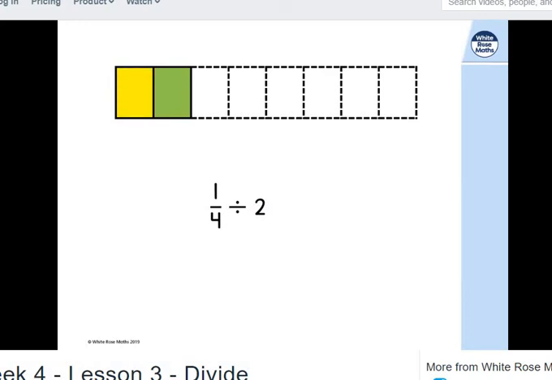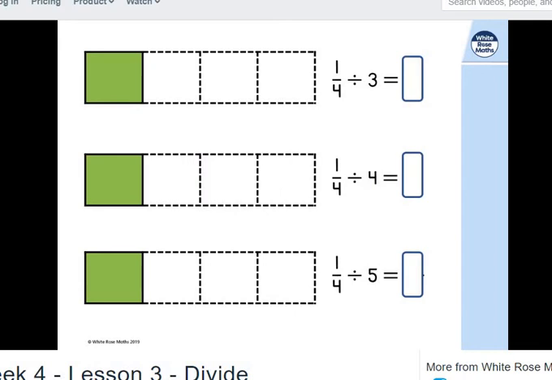Well, I want 1 of those 2 parts. So what fraction is in yellow? Well, of the whole, it would be 1/8. So 1/4 divided by 2 would be 1/8. You could also think about it as what would be half of 1/4. So what's to think about now? You can have a pause of the video now if you'd like to try these for yourself first.